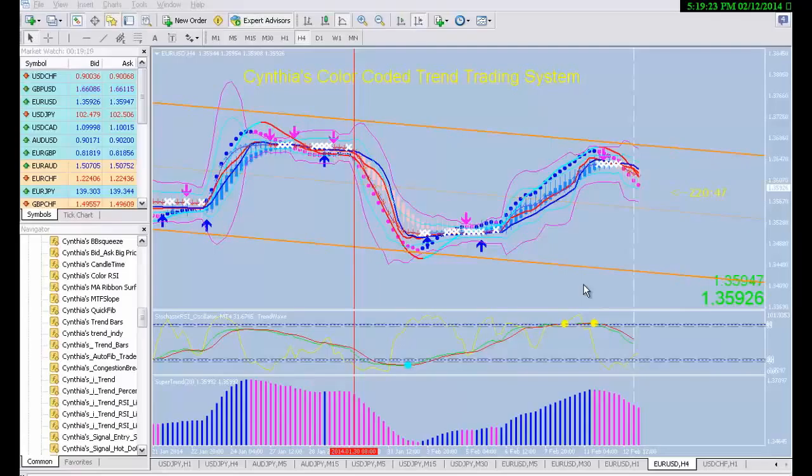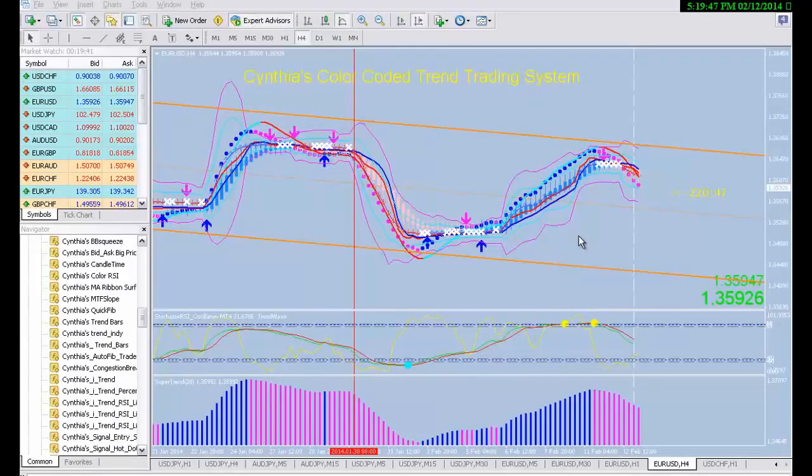And we're going to start off in the 4-hour chart for the Euro US dollar, since that's the most favorite pair to trade. And so in the 4-hour chart, I just want to show you basically what the premise is behind this trading system, because it's very different from most other trading systems that you've tried or seen out there.